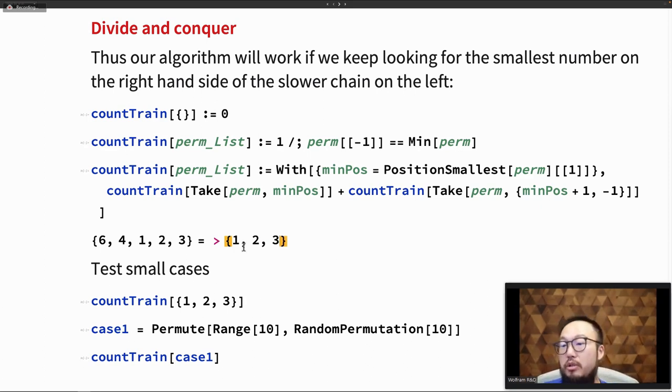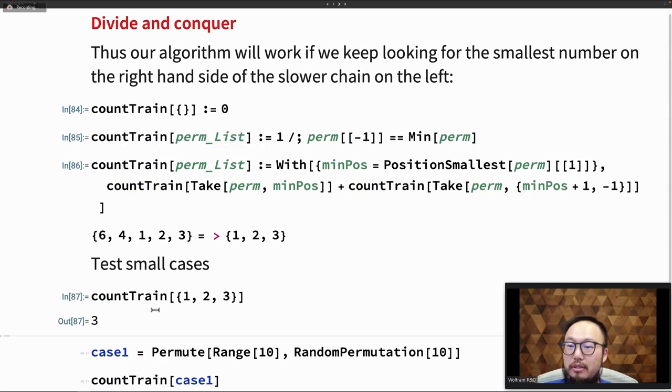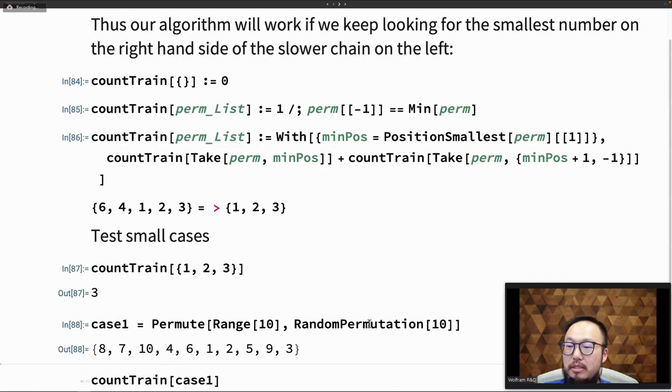So basically it turns to 1, 2, 3, and then eventually you have three chains of trains. And then you do that. You can just use the code to do some tests. It generates cases for simple cases quickly.